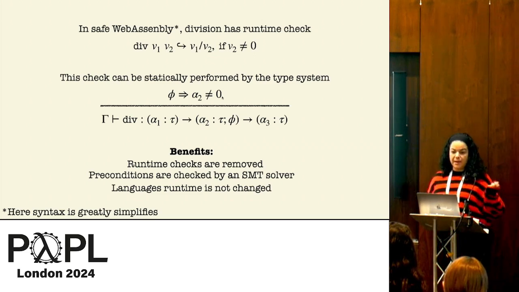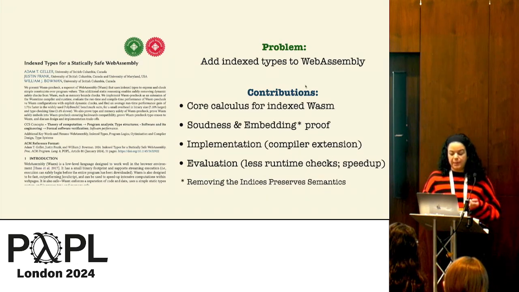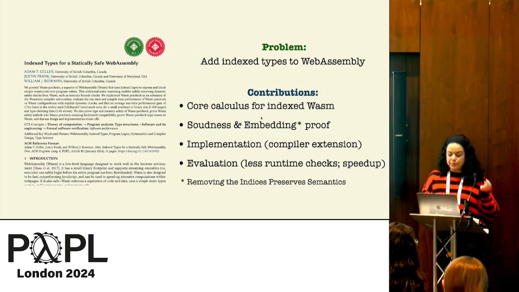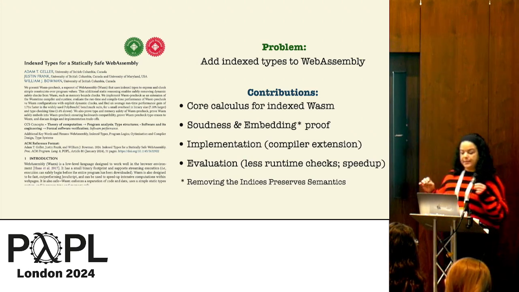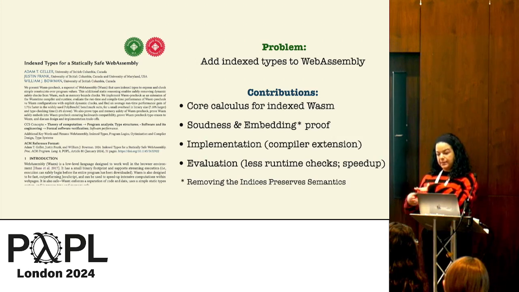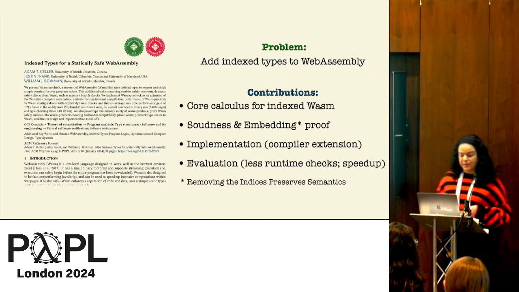And then the language runtimes are not actually changed. Okay, so these are the contributions of the paper. They develop a core calculus for indexed WebAssembly. They have a soundness proof, and what is cool is they have this embedding proof that basically says if you start from WebAssembly, you add the indexes and then you remove them, you're back in WebAssembly, so the semantics will not change. And this is important when you're dealing with existing languages.